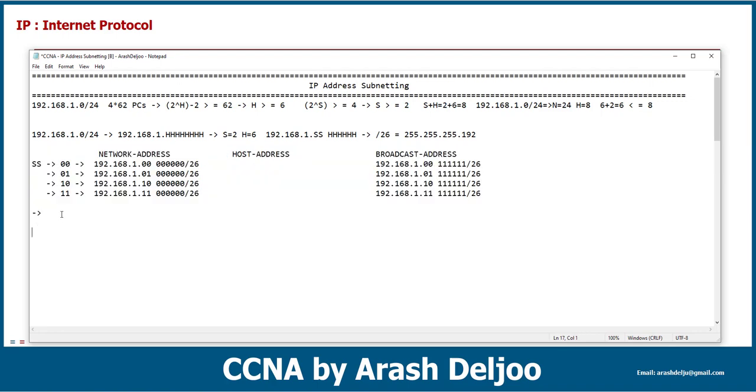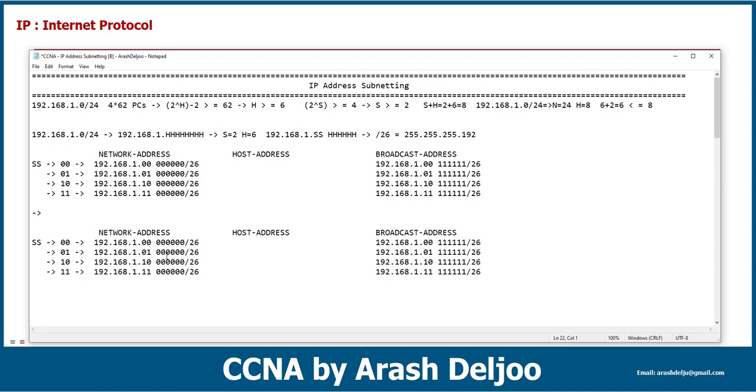Okay, let me copy this design here, because I'm going to convert the binary values to decimal. You know that the first is equal to 192.168.1.0/26, and this is equal to 192.168.1.64/26. And this is equal to 192.168.1.128/26, and here this is equal to 192.168.1.192/26. That's it.